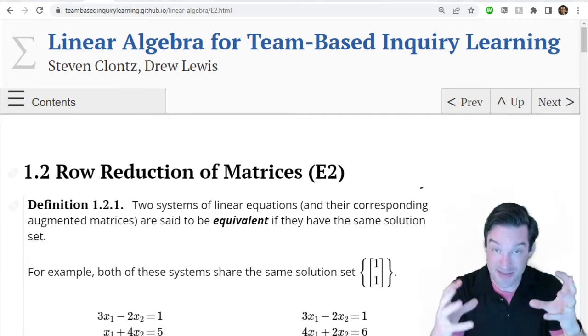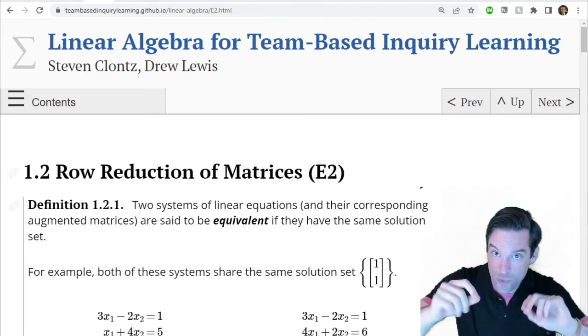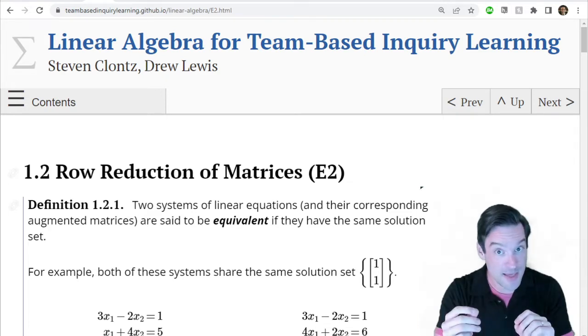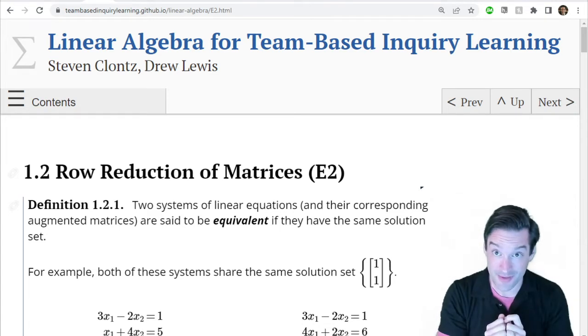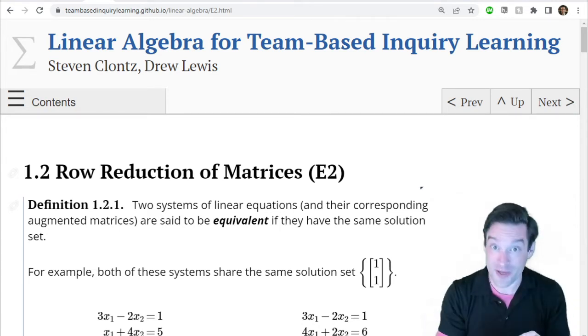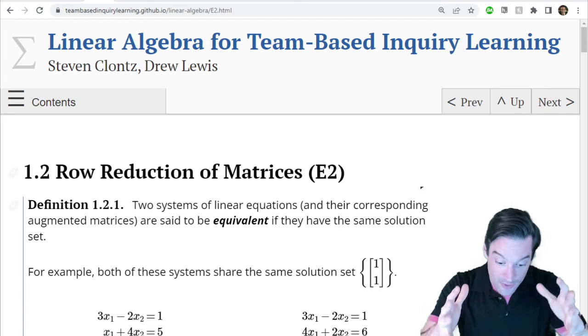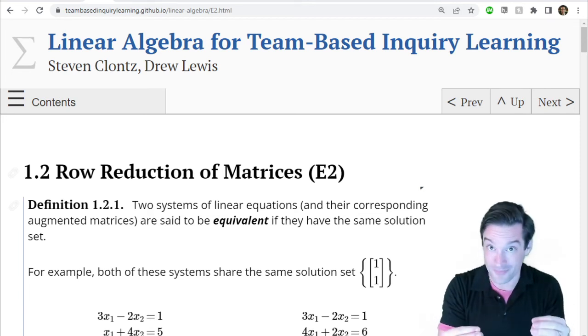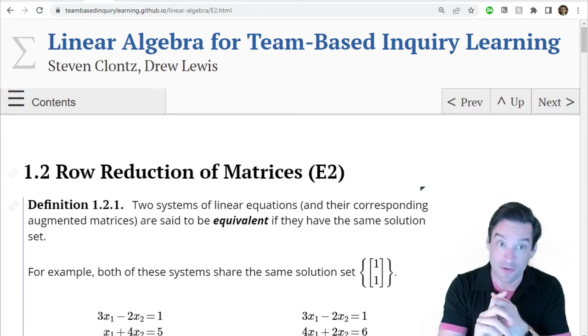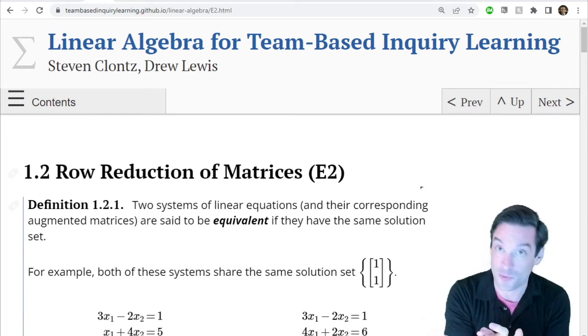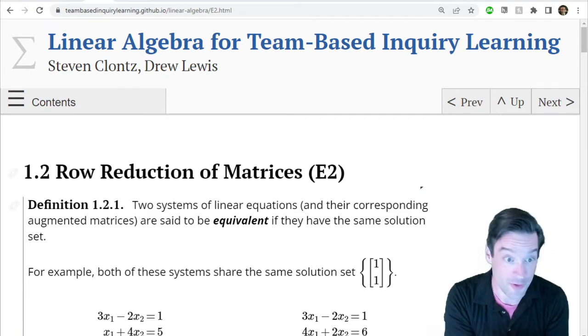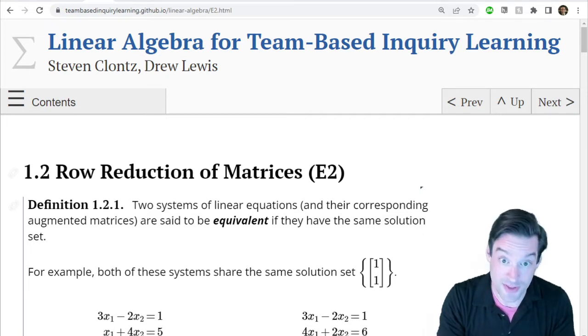We want to take a messy system and just tweak it a little bit in ways that make it less messy, but which do not change the solutions that it has. And if I can do enough of those tweaks to get it down to the simplest possible form, then it's in that form that we're going to be able to make the choice of which variables we assign to free parameters, and which ones are going to be bound by those free parameters, and then be able to describe the solution set from there.